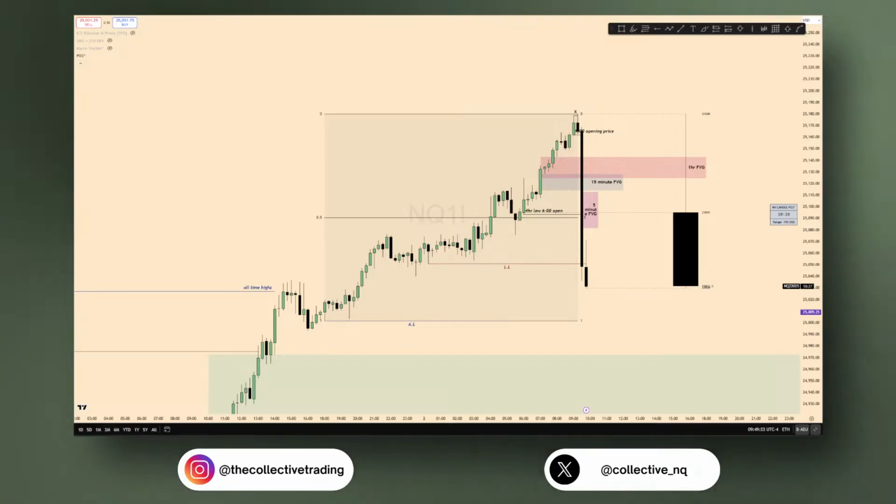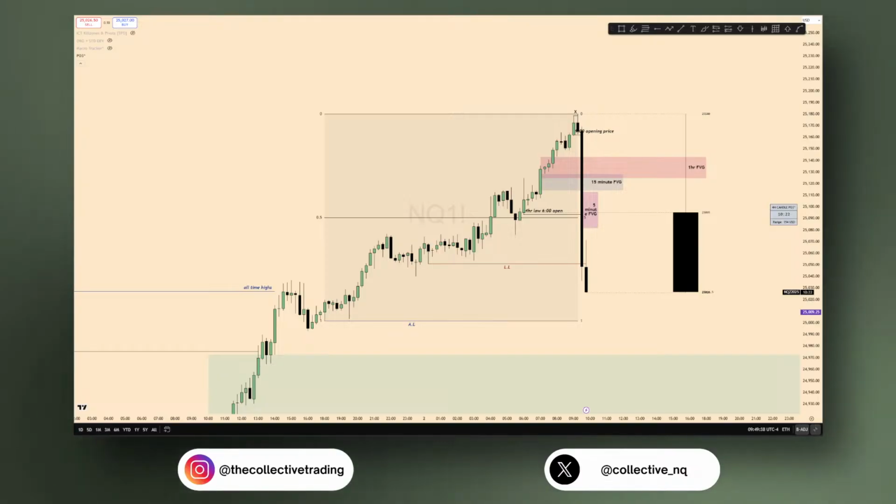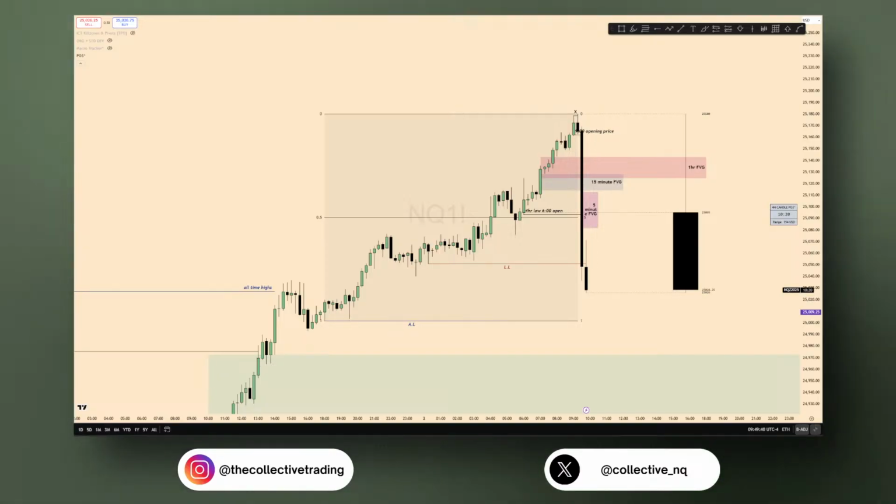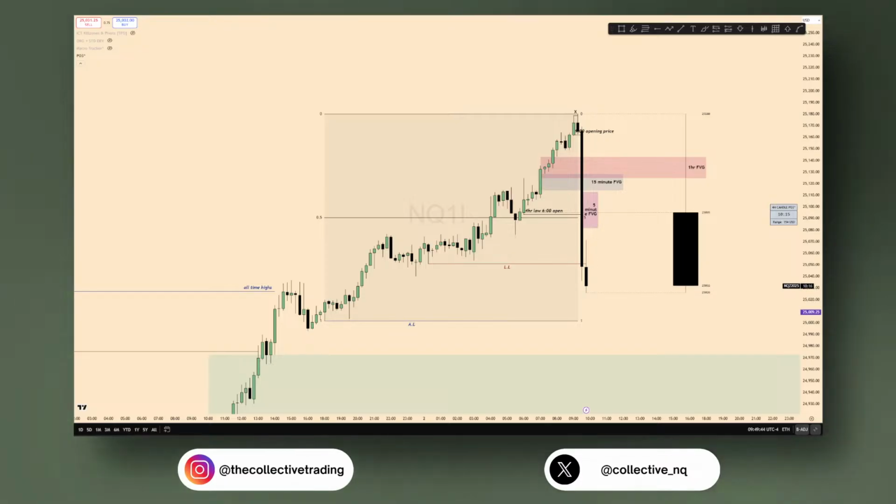We got a small retracement. Oh, we almost got to that 5 minute. Wow. 3 minute gap. That's it. That's the only retracement we'll get. Yep. Wicked.